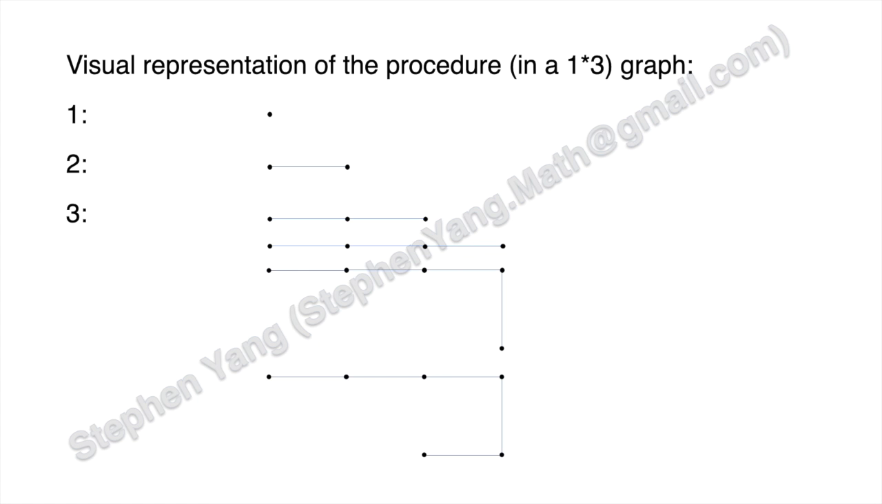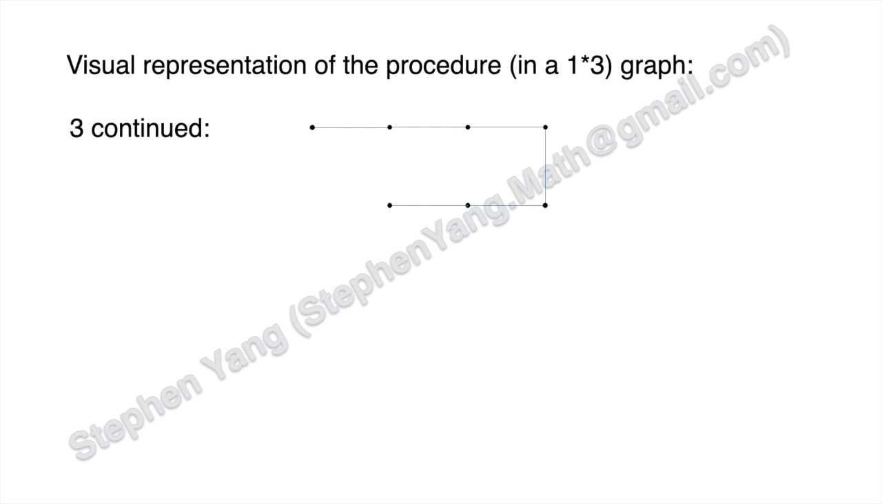Now I'll make a visual representation of the procedure in a smaller graph, a 1 times 3 graph. So number 1 is just draw a point, and number 2 is drawing another line segment and another point. And the third step is to repeat 2. And this is 3 continued. So now all the points are drawn in the grid. So then we will go into step 4, which is to draw the last line segment. Okay, and that's how you do this procedure.